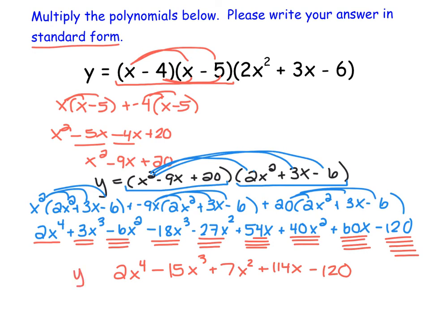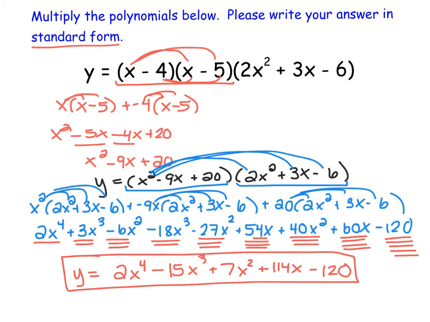So once I multiply all of these out, I have my new product of y equals 2x to the fourth minus 15x cubed plus 7x squared plus 114x minus 120.